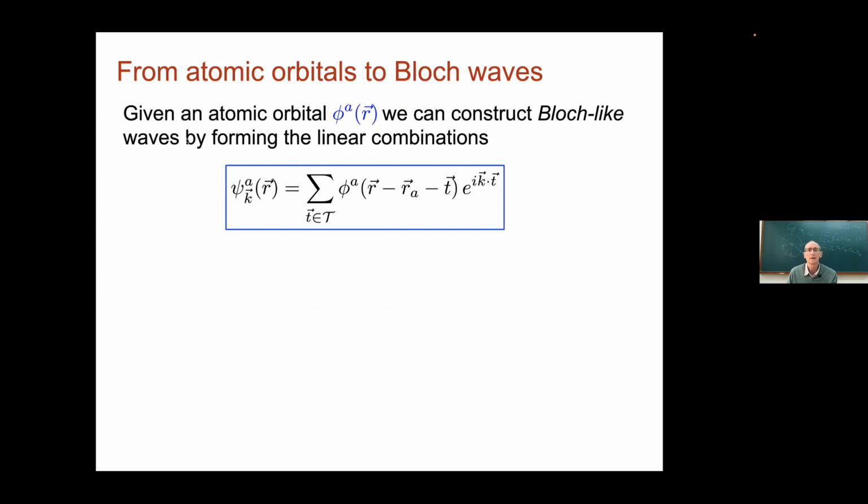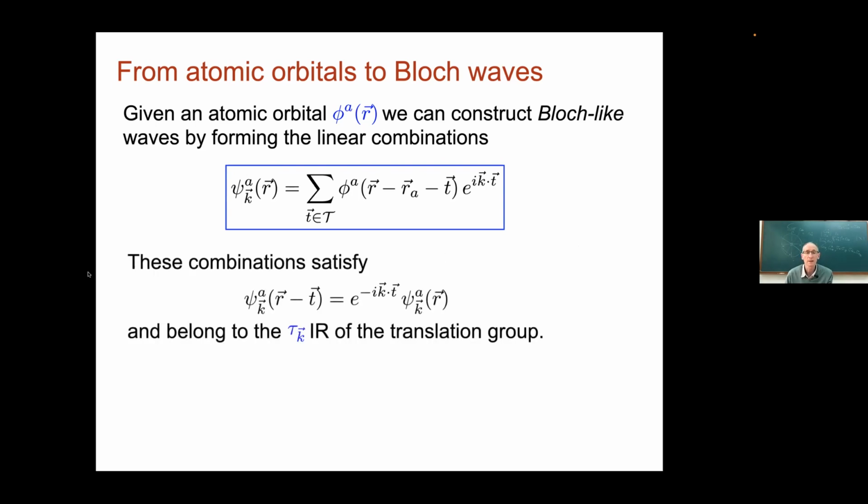You just take linear combinations of atomic orbitals, one per orbital. So I will have a total of 8 Bloch-like waves like this. They have this property, which you can show in one line, and that's that under translations, when I translate it, they just pick up a phase. So this means they are eigenstates of the translation operators. In other words, they belong to the irreducible representation tau k.